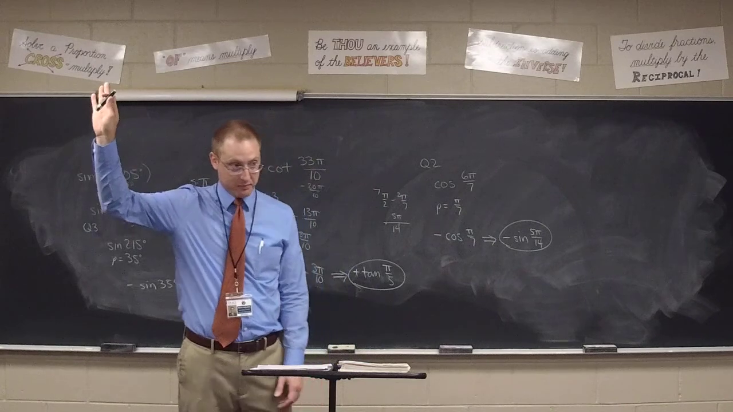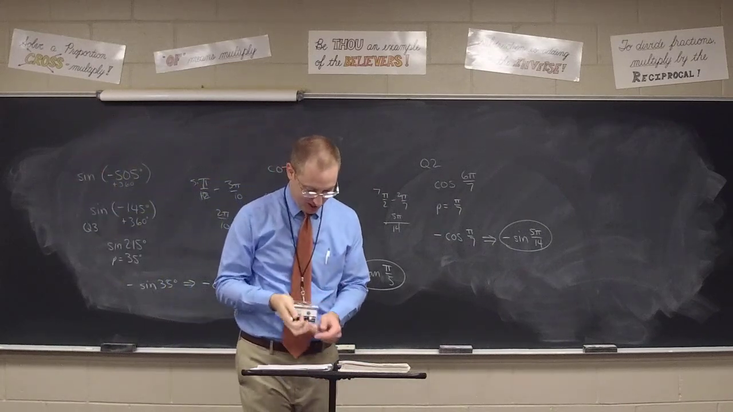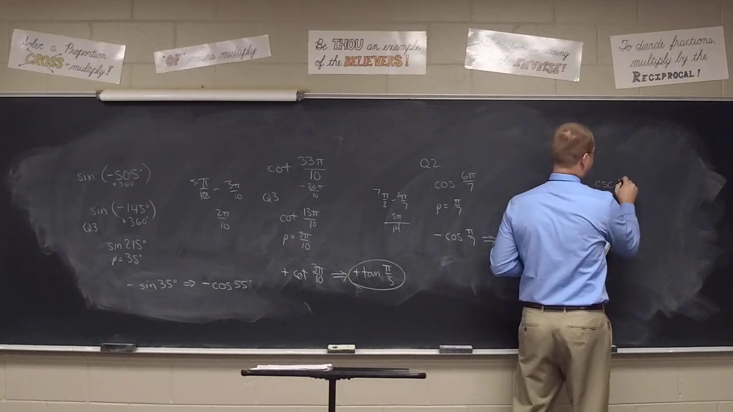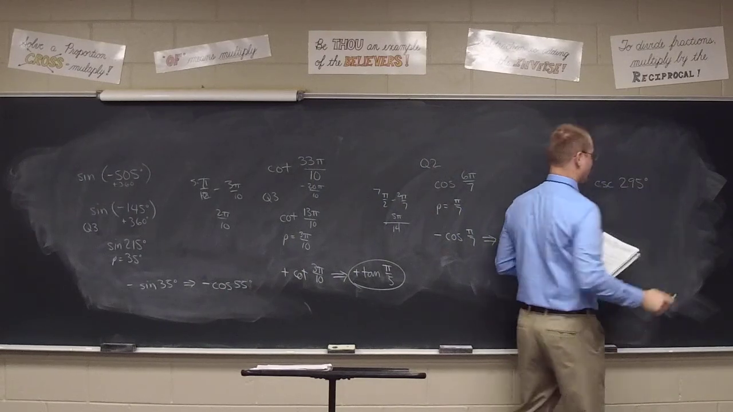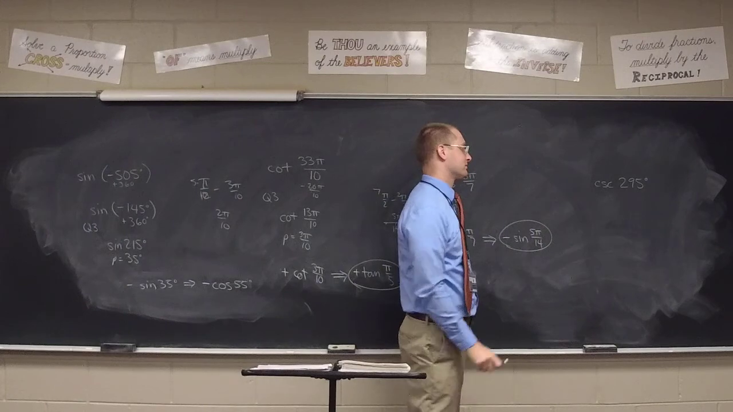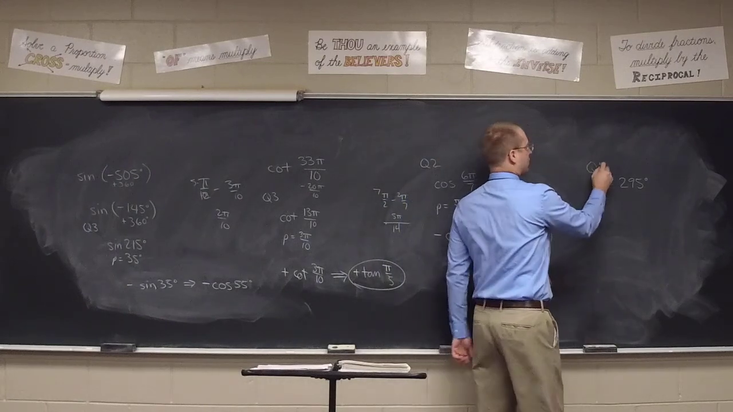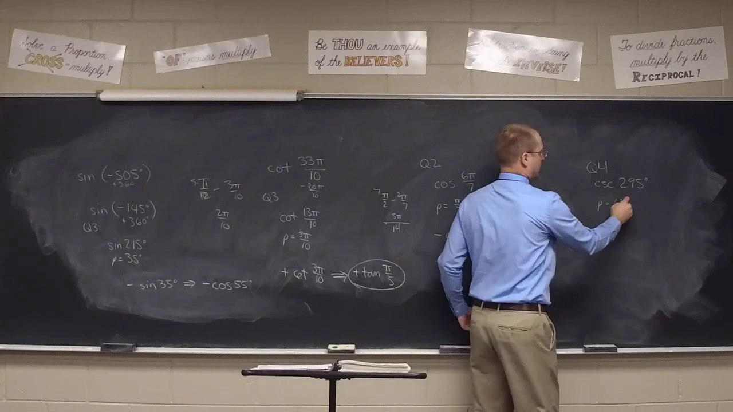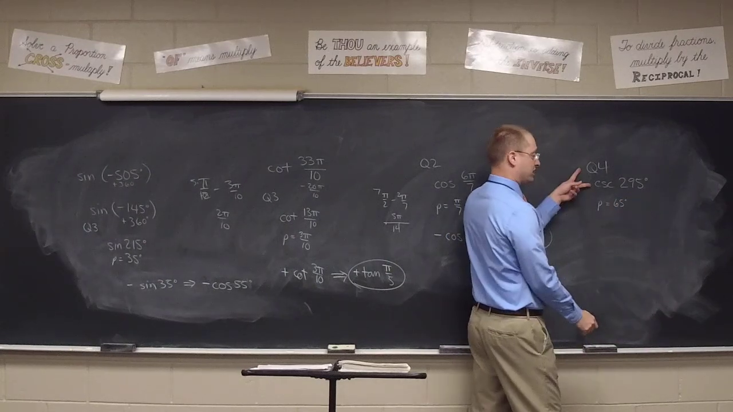Number 19. All right, Chris over there pulling an Ethan. All right, number 20, we have the cosecant of 295 degrees. Quentin. Quadrant 4. Reference angle is 65. Good. 65 degrees from the 360. ASTC.